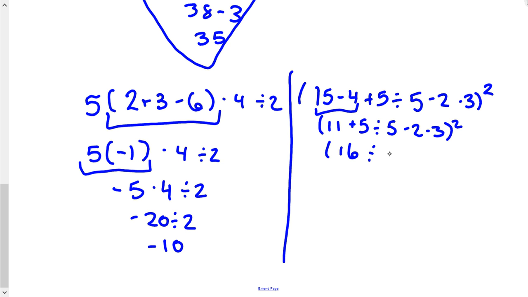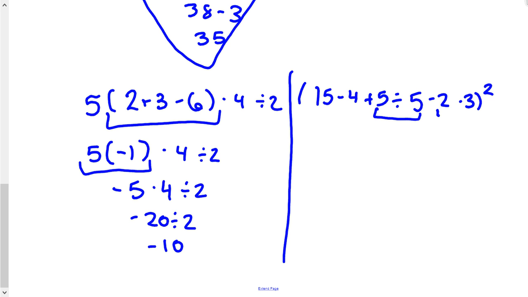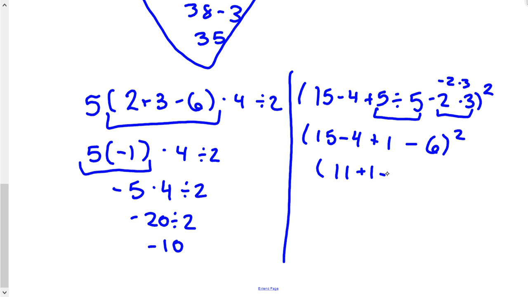Oh, I see I've made a mistake. Let's go back. What did I do wrong? I did my addition first. The first thing that we need to do here is our division and our multiplication. So this should be 15 minus 4 plus 1 minus 6, because this is -2 multiplied by 3 squared. Now we go left to right. This makes more sense. So 11 plus 1 minus 6 squared. So 12 minus 6 gives us 6 squared to give us 36.